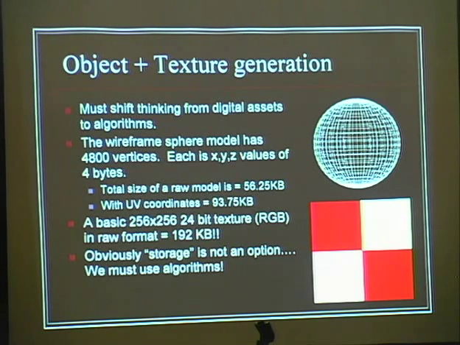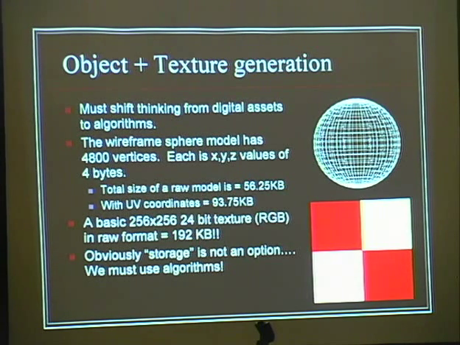But again, just as Estek mentioned, you need to move from thinking about digital assets to algorithms. And this wireframe sphere model, which is a bunch of quads, has 4,800 vertices. We're talking about a program that has 4,096 bytes. A vertex is typically a tuple of 3 x, y, and z coordinates in which you may have floats representing them. So you have 32-bit numbers, right? So if you do that, you end up with the raw model being 56 kilobytes, right? We're trying to have something in 4 kilobytes.